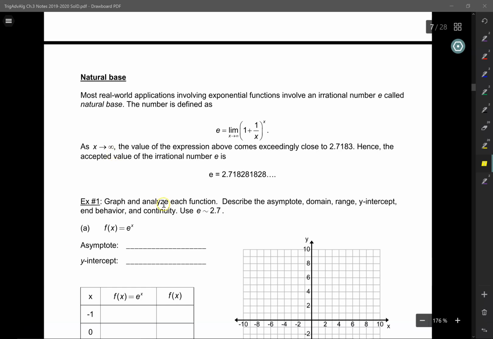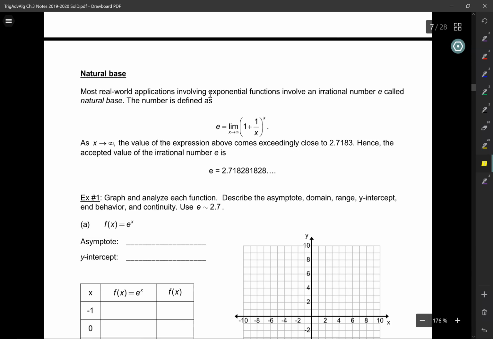Hi everyone, I'm sorry I'm not there today, but we're going to talk about the second part of section 3.1. If you were following along yesterday and did your homework, then this should go rather smoothly. So let's just go ahead and get in there.